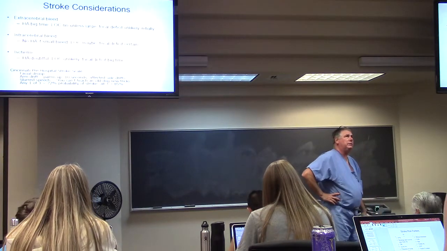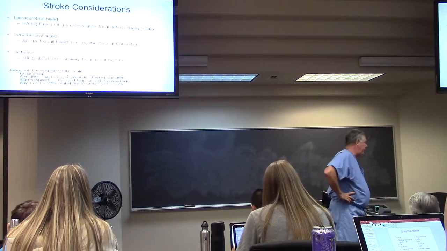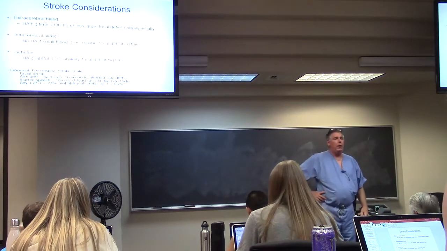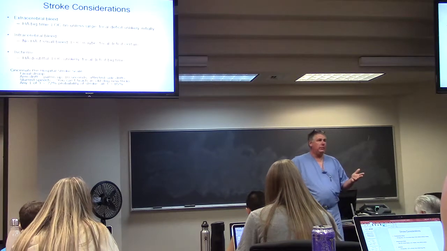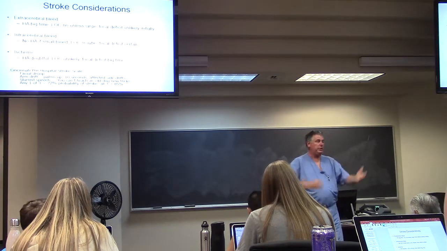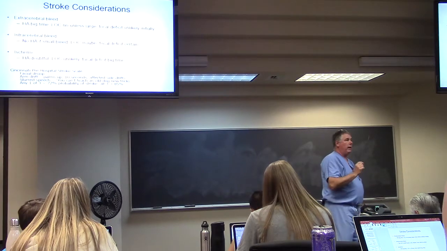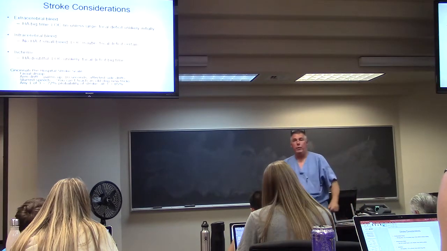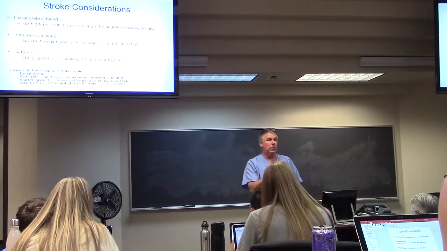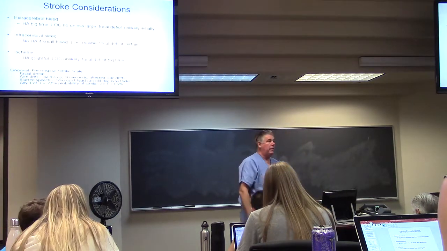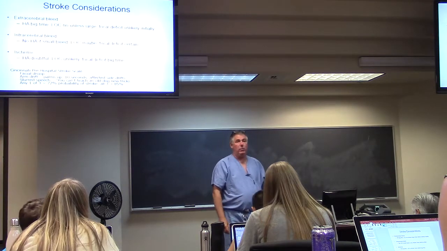Now, some considerations in stroke. And by the way, the bottom thing lists the Cincinnati pre-hospital stroke scale, and it's based on the three things that I mentioned yesterday: facial drooping, slurred speech, and pronator drift. The likelihood of stroke is pretty high, even with one of those. And if you have two of the three, it's greater than 85% you're having a stroke.